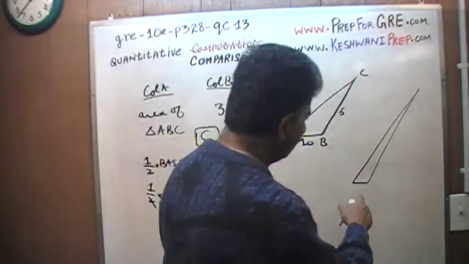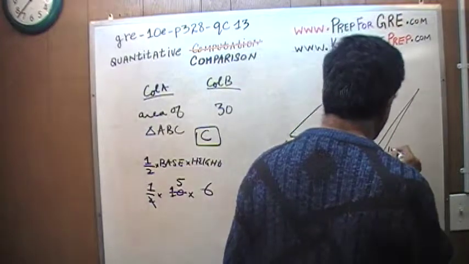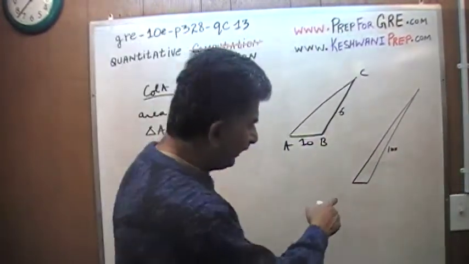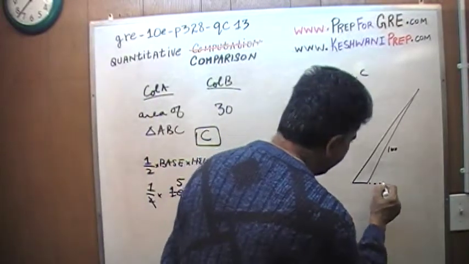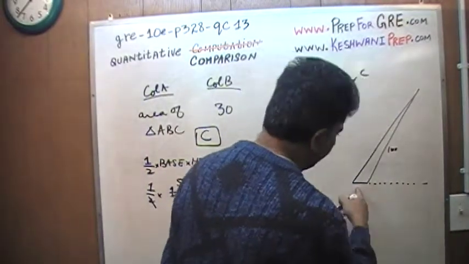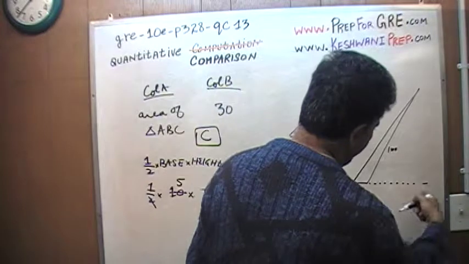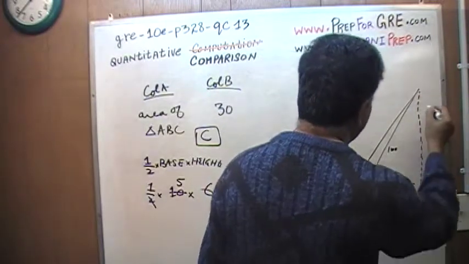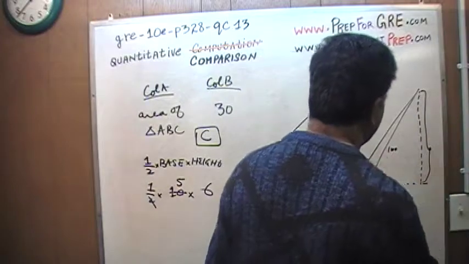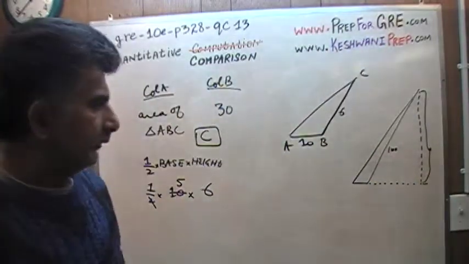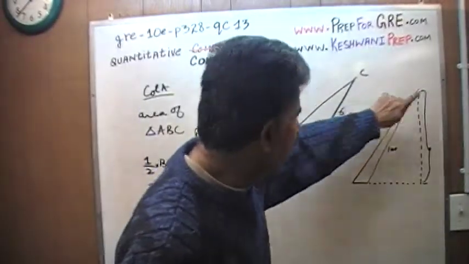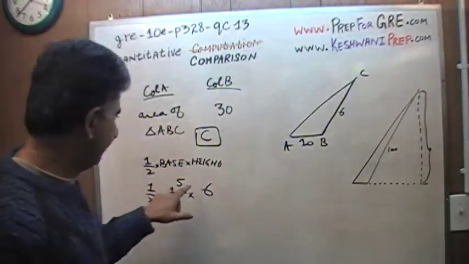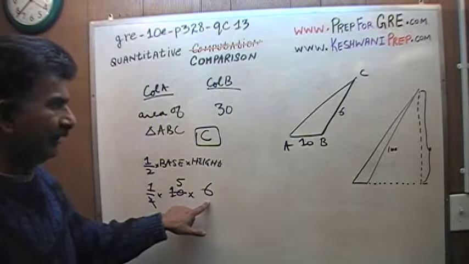If I tell you that from here to here is 100, that does not mean that this triangle is 100 units high. The height of this particular triangle is to be determined like this. You draw from the base, extend it out, and this distance right here is the height. The distance from here to here is not the height. Similarly, distance from B to C is not the height. That is incorrect. 6 is not the height.